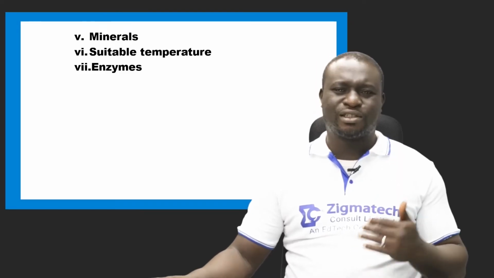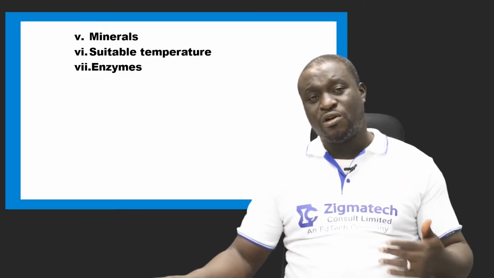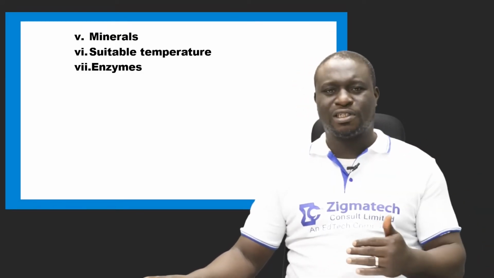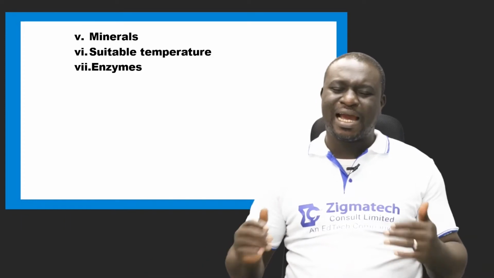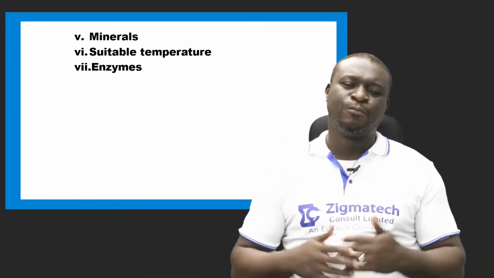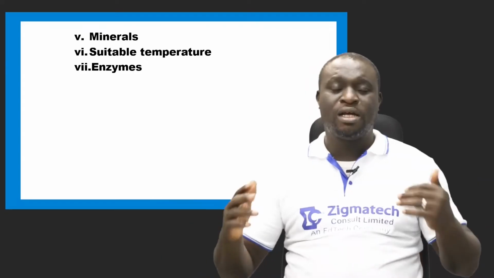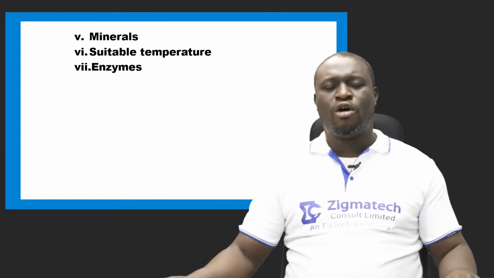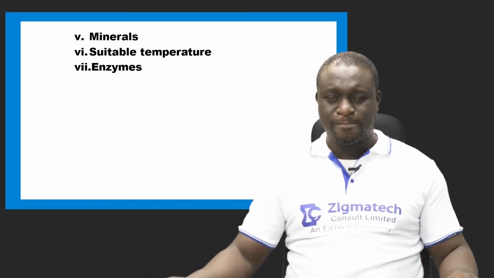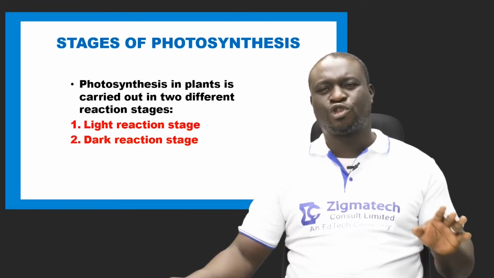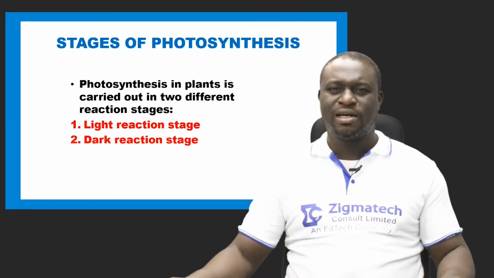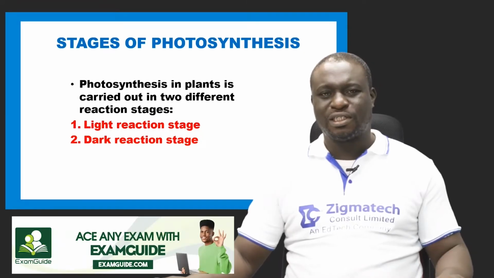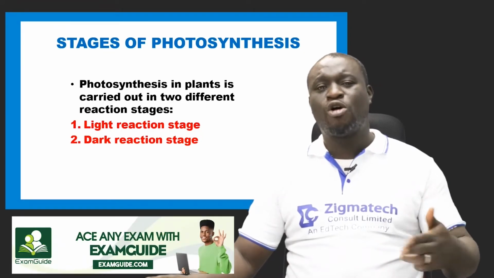When we start looking at the stages or mechanisms of photosynthesis, you're going to understand that enzymes, or coenzymes as they call them, play a major role in the manufacturing of food substances. Now let's move to stages of photosynthesis.